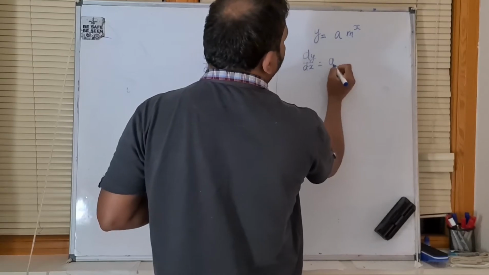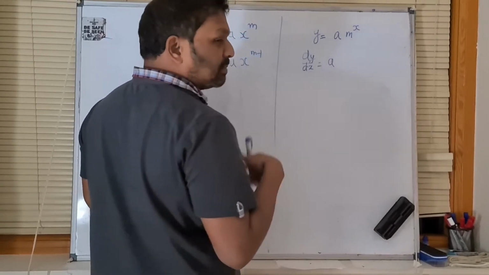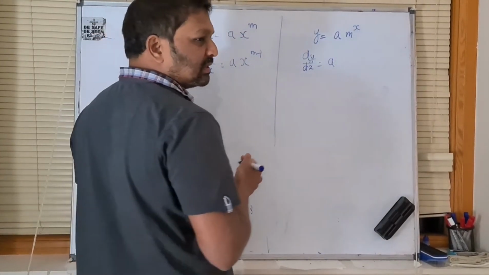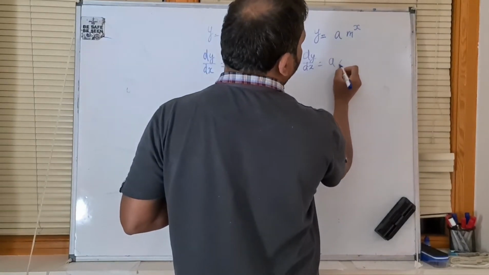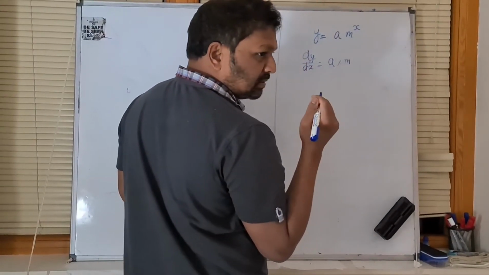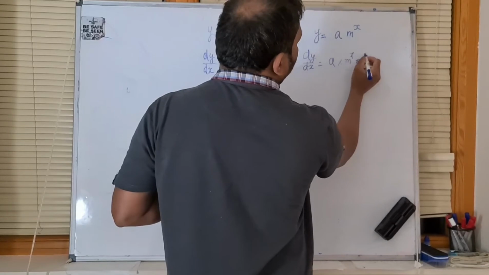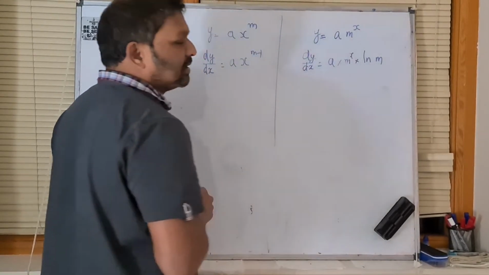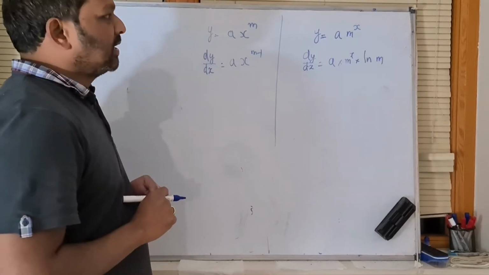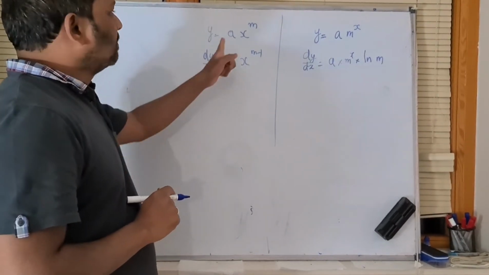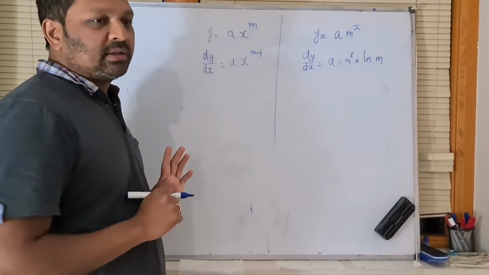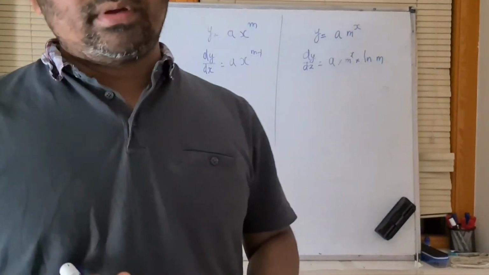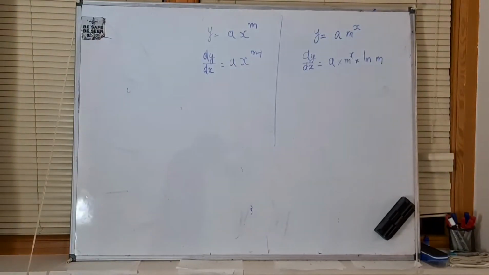A times m to the power of x. What is the formula for the derivative of m to the power of x? It is m to the power of x times ln m. That's it. So there is a difference between having a power at the base and having a power at the exponent.